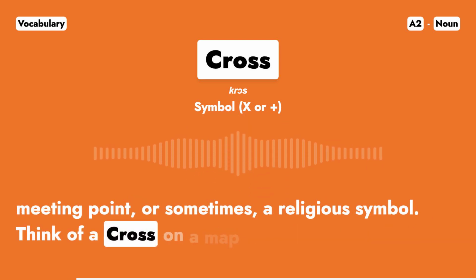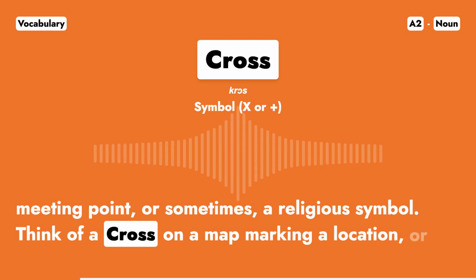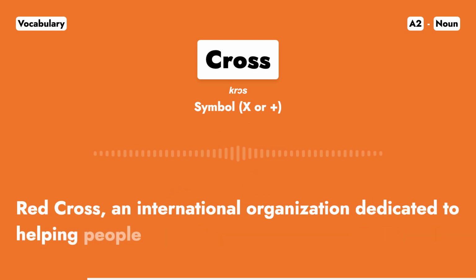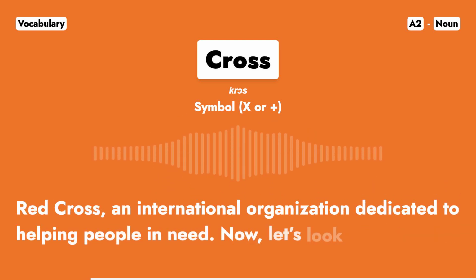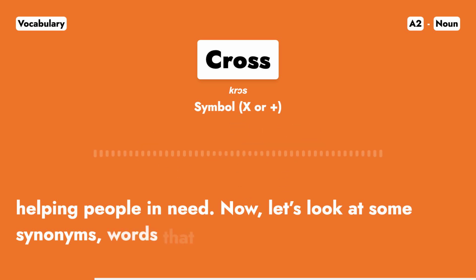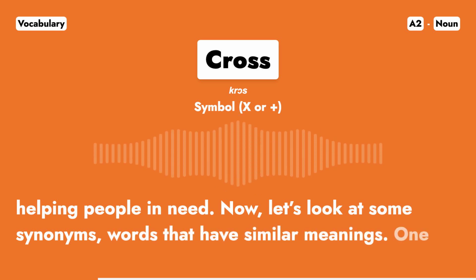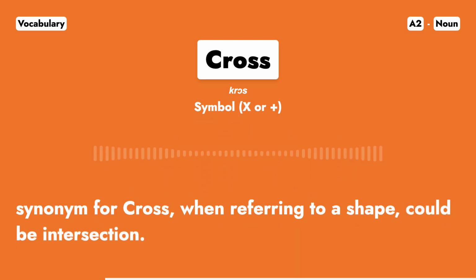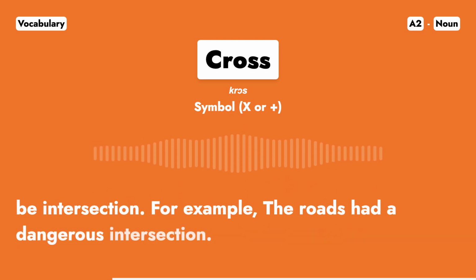Think of a cross on a map marking a location, or the Red Cross, an international organization dedicated to helping people in need. Now, let's look at some synonyms, words that have similar meanings. One synonym for cross, when referring to a shape, could be intersection. For example, the roads had a dangerous intersection.